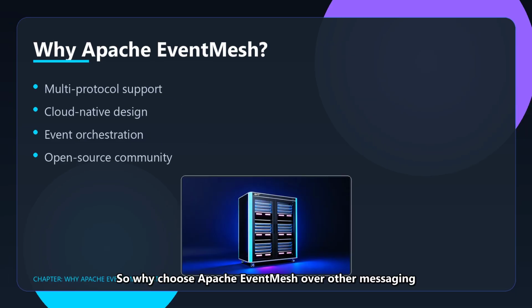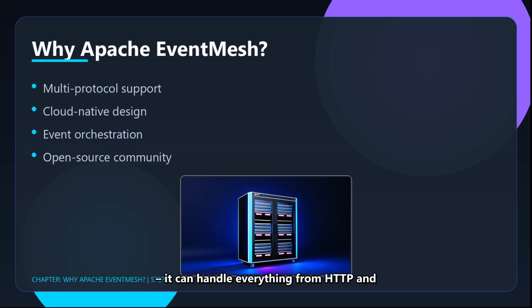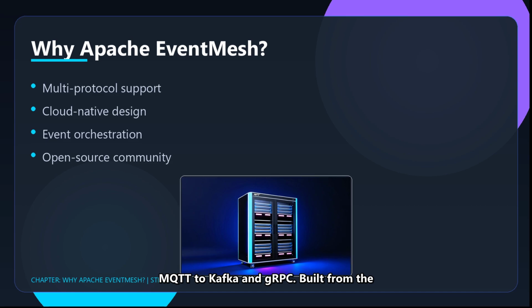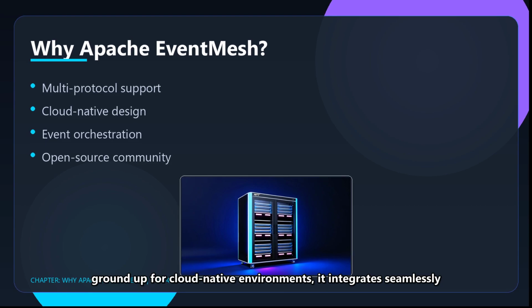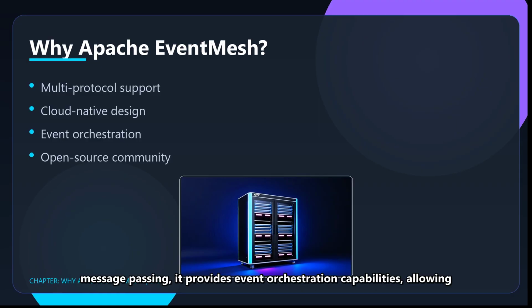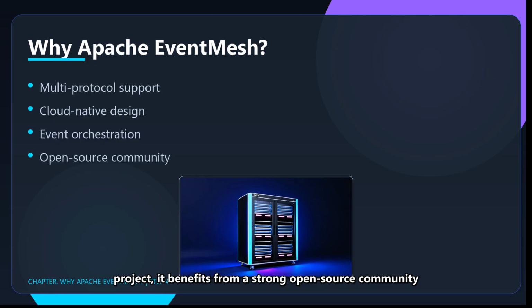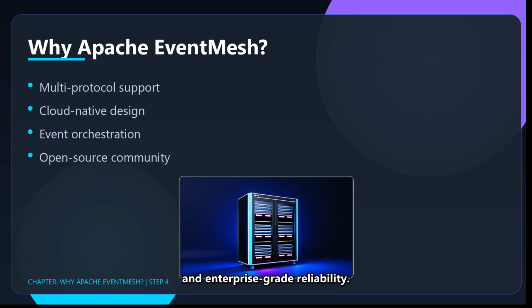So why choose Apache EventMesh over other messaging systems? EventMesh stands out for its multi-protocol support. It can handle everything from HTTP and MQTT to Kafka and gRPC. Built from the ground up for cloud-native environments, it integrates seamlessly with Kubernetes and other CNCF projects. Beyond just message passing, it provides event orchestration capabilities, allowing you to build complex workflows. As an Apache project, it benefits from a strong open-source community and enterprise-grade reliability.